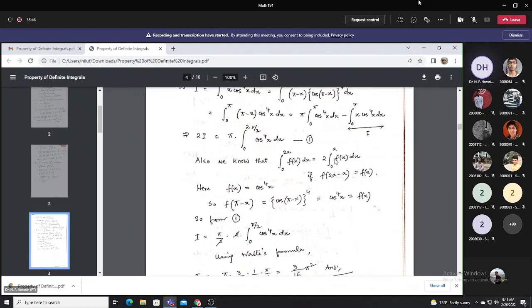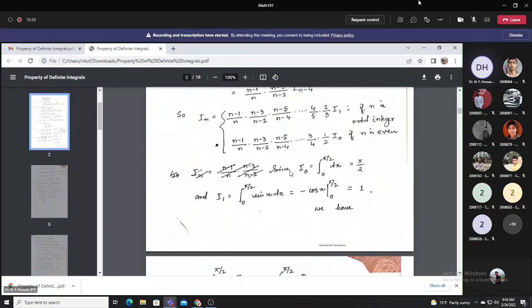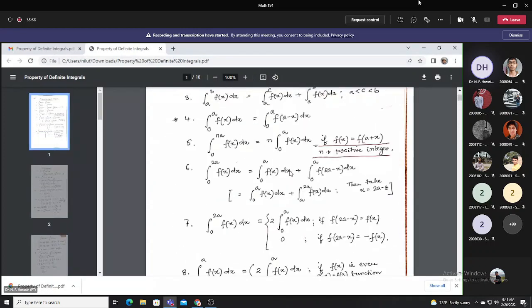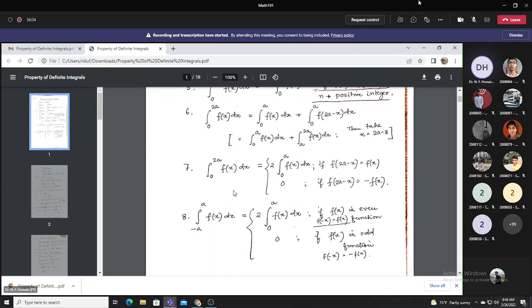Now we will use this property. It was in property number 6, or yes. Let us go back. Which property? Yes. Oh no, I think this one, property number 7. Integral 0 to 2a f(x) dx equal to 2 into integral 0 to a f(x) dx if f(2a minus x) equal to f(x), and it will be 0 if f(2a minus x) equal to minus of f(x).